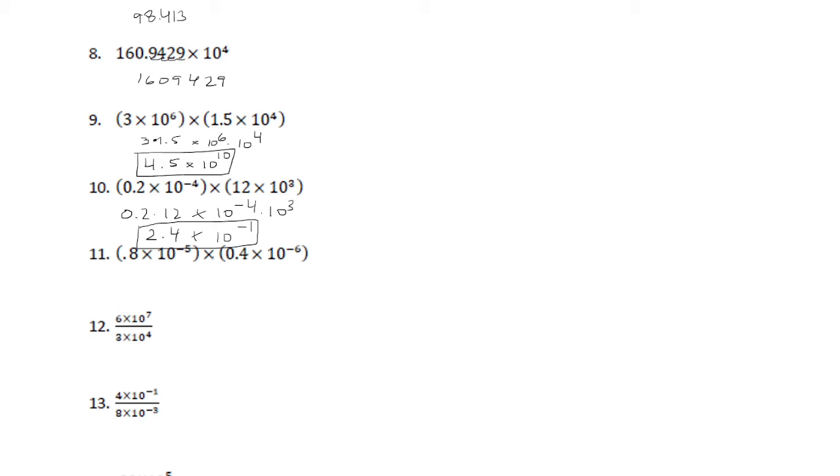Okay, this one we want to multiply first the decimal, so do 0.8 times 0.4. And then we'll multiply 10 to the negative 5th by 10 to the negative 6th. 0.8 times 0.4 will give us 0.32. And then 10 to the negative 5th times 10 to the negative 6th is 10 to the negative 11th. We want to write this in scientific notation, so we're going to move the decimal forward, which means we have to take away 1 in the exponent, so that will be 10 to the negative 12th.